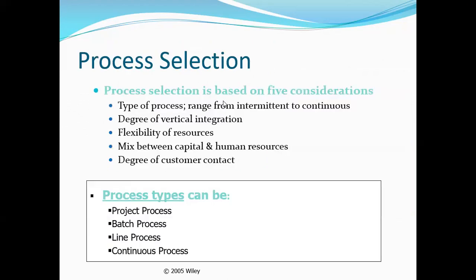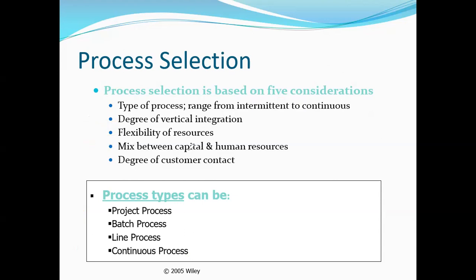So the process selection. There are 5 considerations. Okay, the first consideration is what type of process, and we have intermittent through to continuous. So these are the types of processes. We will talk about it later. And then how much vertical integration we want, and how flexible our resources are.